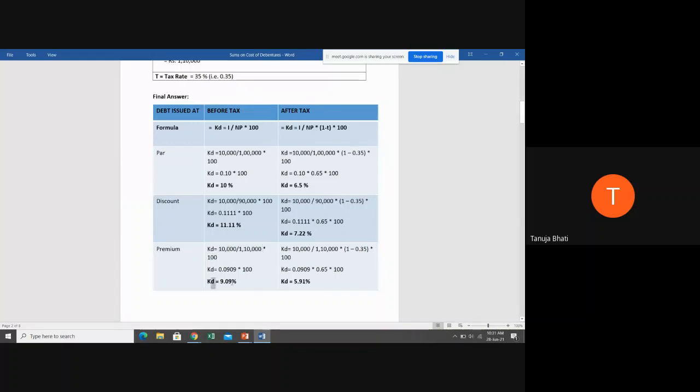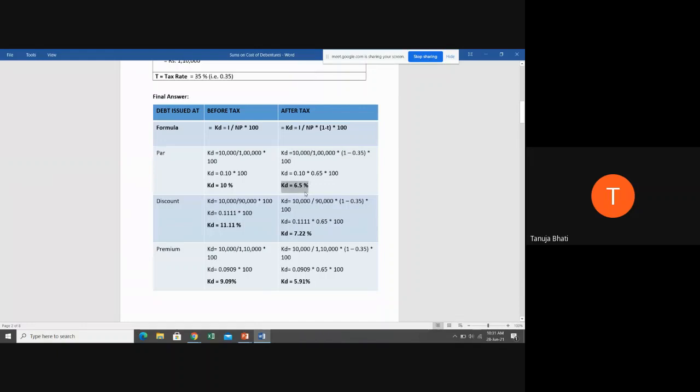So you get the cost of debentures where issued at premium as 9.09%. Similarly, after tax, the formula remains the same. Only you need to multiply 1 minus T. So we have taken 10,000 divided by 1 lakh into 1 minus 0.35 into 10 into 100. So we get KD as 6.5%.